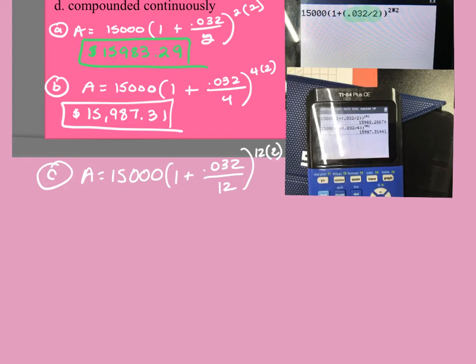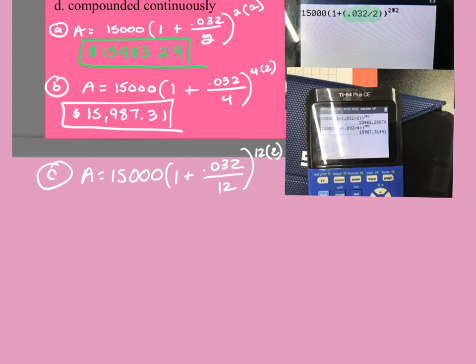Okay, so if it's a scientific one that stores your numbers, it's the same. So like this one, same. You just type it in. Okay, I could do 15,000. Open the parentheses 1 plus. Open the parentheses again. 0.032 divided by 4. Close them again. Caret 12. Open parentheses 12 times 2. So if it's that kind, it's the same.